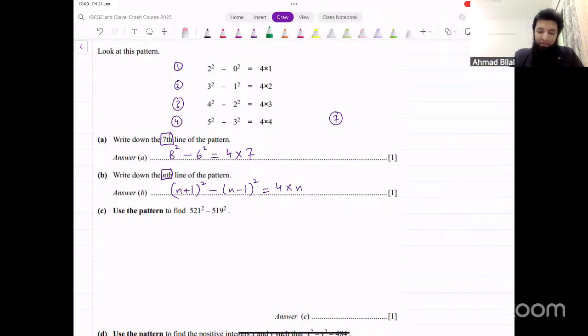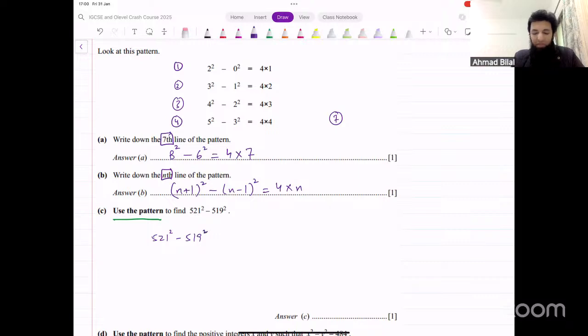Now they're saying use the pattern to find 521 squared minus 519 squared. You have to use the pattern. You cannot do it manually or on your calculator directly. That's not allowed. You have to use the pattern. Because it's 521 squared minus 519 squared. This looks like the left side of this row, right?